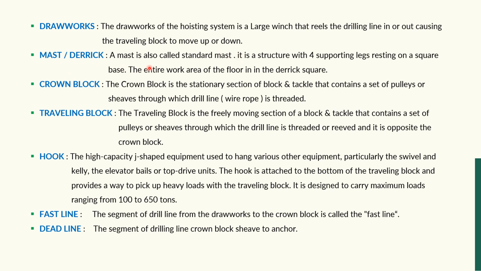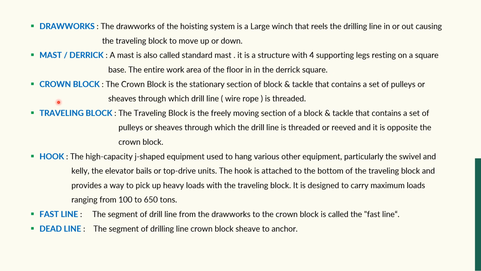Mast or derrick. A mast is also called the standard mast. It is a structure with four supporting legs resting on a square base. The entire work area of the floor in the derrick is square. Below this derrick, where the four legs are resting, is the place called the rig floor, and all the drilling operations start from there. The rotary table is there, and also the driller control, and the dog house.